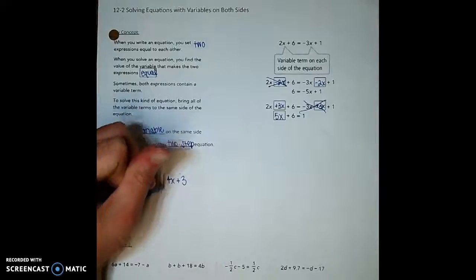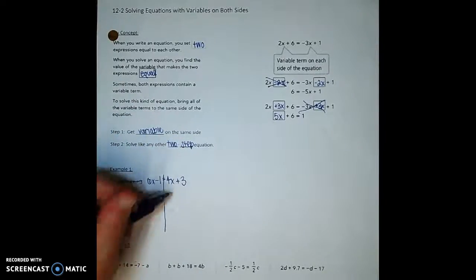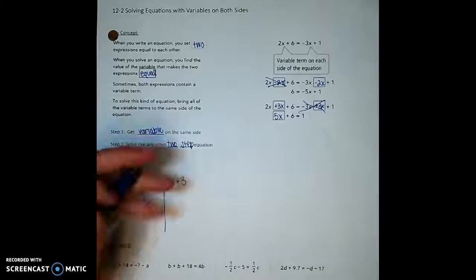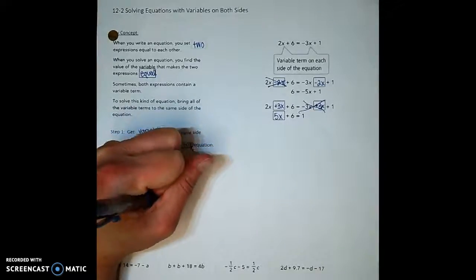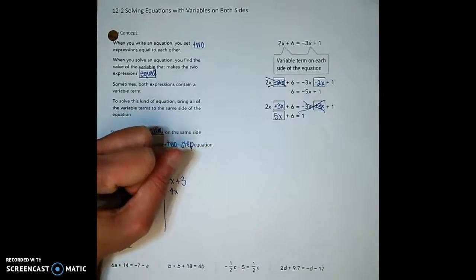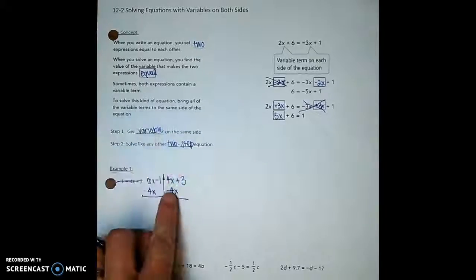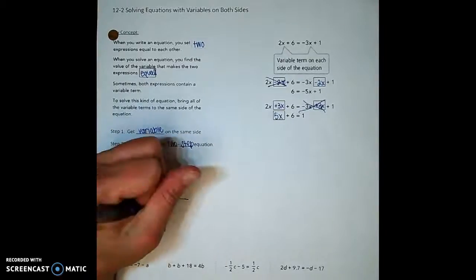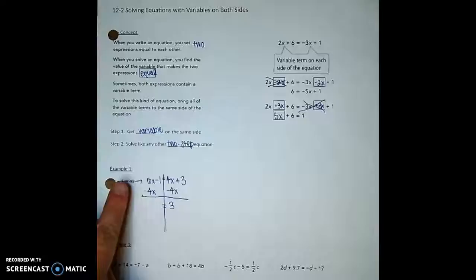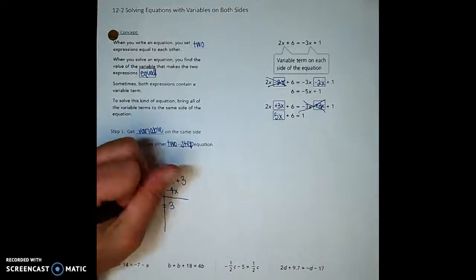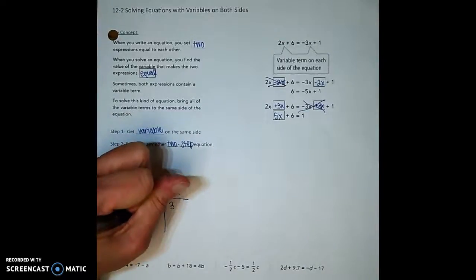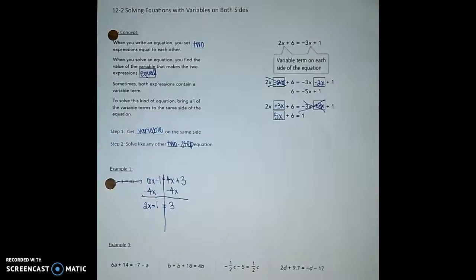So I'm going to draw my line, just like normal. And to get rid of this positive 4x, I'm going to take away 4x from both sides. When I do that, it cancels out the 4x on the right to leave me with just 3. On the left, 6x minus 4x gives me 2x. So 2x, and then I still have the minus 1 there. I never got rid of that. And then from there, I'm solving a two-step equation.